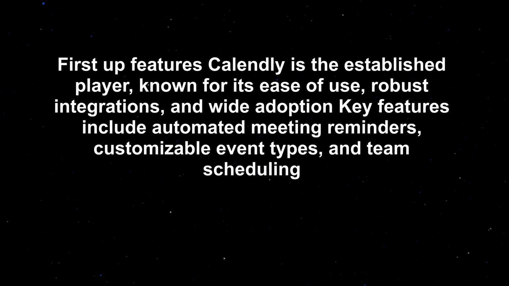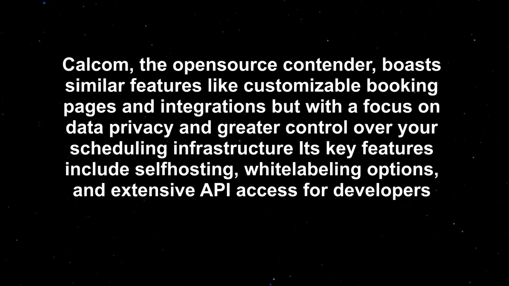Key features include automated meeting reminders, customizable event types, and team scheduling. Cal.com, the open-source contender, boasts similar features like customizable booking pages and integrations, with a focus on data privacy and greater control over your scheduling infrastructure. Its key features include self-hosting, white labeling options, and extensive API access for developers.